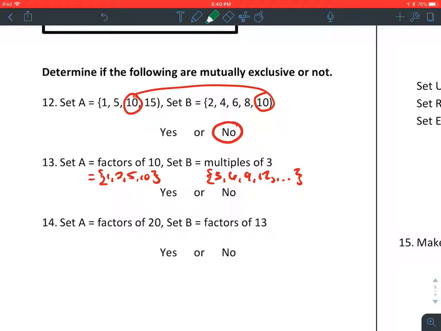Are any multiples of 3 also a factor of 10? The answer is no, they don't have anything in common. So the answer to the question is yes, they are mutually exclusive. The question is, determine if they're mutually exclusive. Yes, they are.